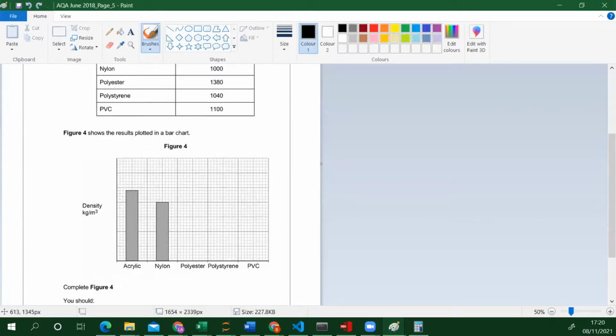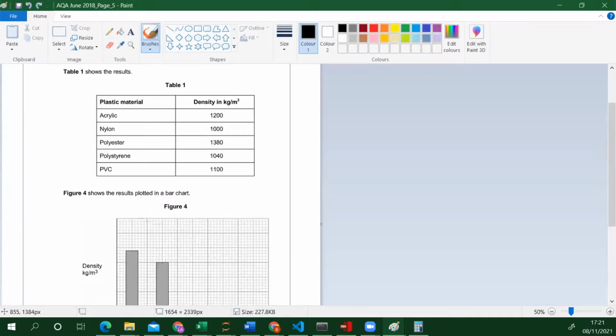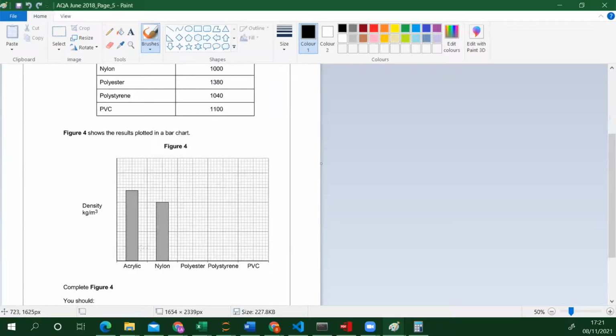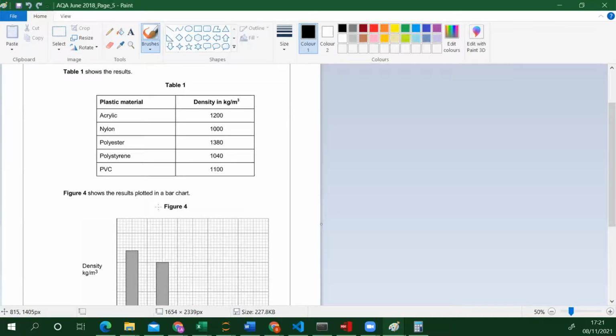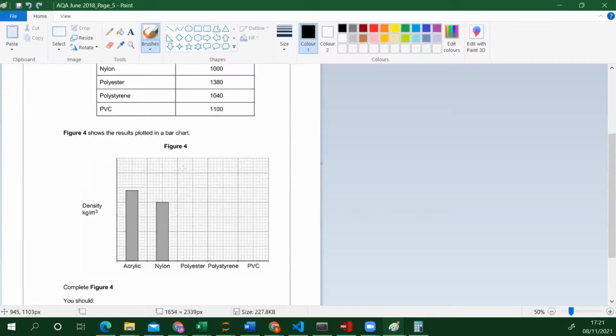Okay, nylon's on there. Nylon's 1,000. So that'll be an easy one. This is part of the process, just trying to work it out, isn't it? So it actually looks, yeah, it was what we said. Each big square represents 250. So 250, 500, 750, 2,000. Right, so that's each one.